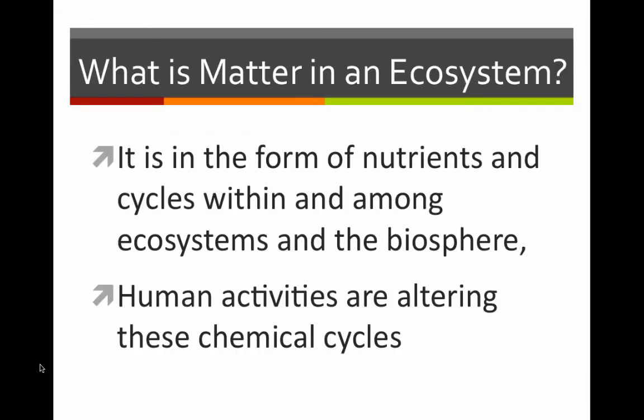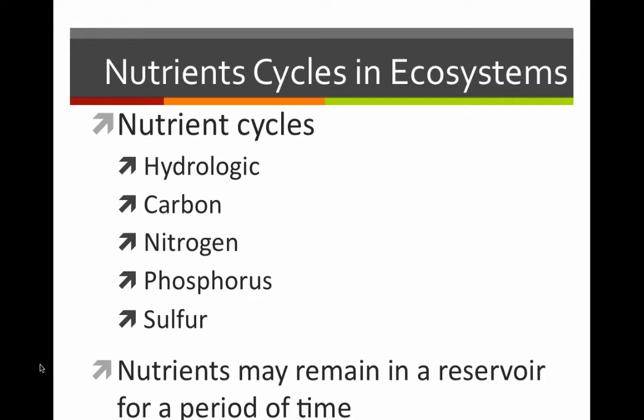Okay, so now Chapter 3, Section 4, what happens to matter in an ecosystem? Well, it comes in the form of nutrients, and it cycles among the ecosystem and the biosphere, and obviously humans are altering these chemical cycles. So we're going to talk about these in a lot more detail in class, but these are the nutrient cycles we're going to go through. We're going to go through the hydrologic, or the water cycle, carbon, nitrogen, phosphorus, and sulfur.